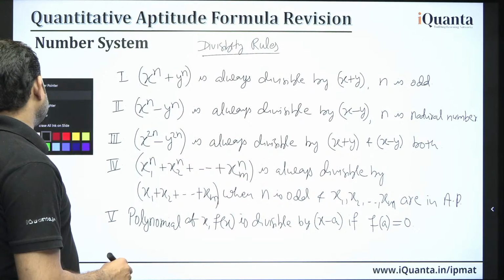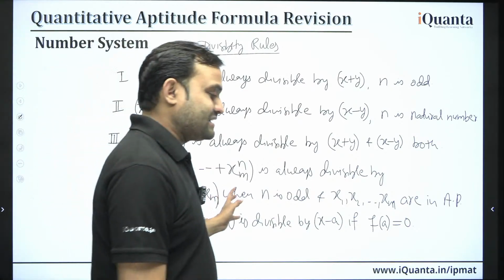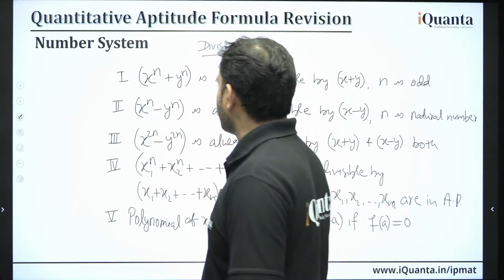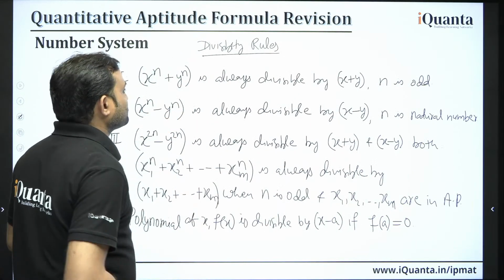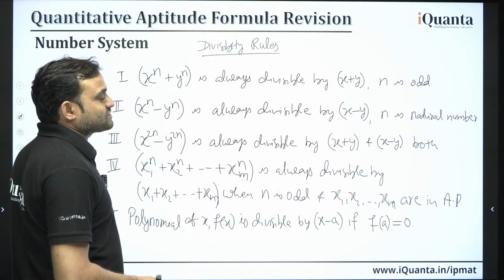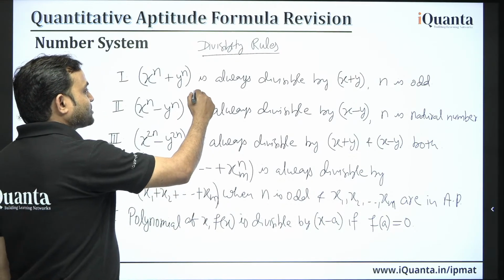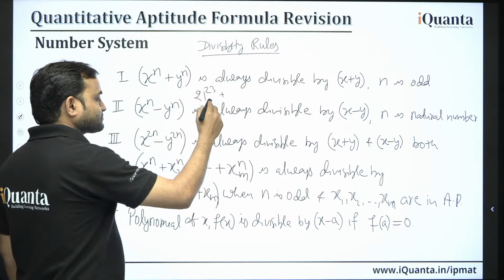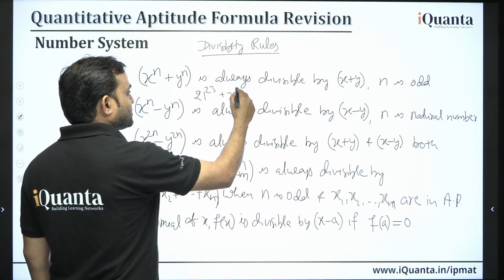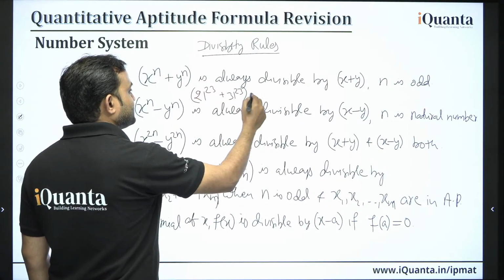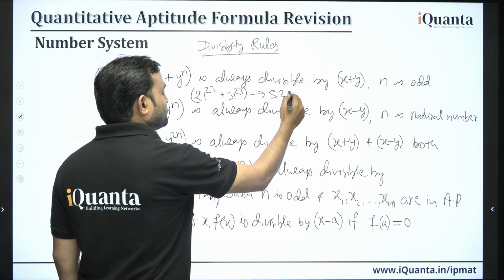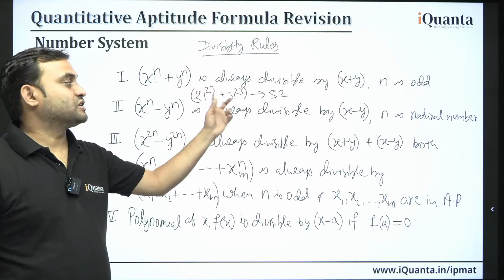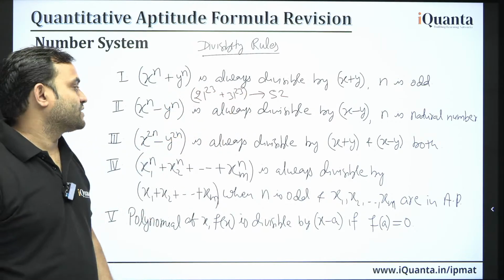See, examples we can give, but that will take lots of time. We won't be able to revise it in time. Okay, x to the power n plus y to the power n is always divisible by x plus y. If you take any number, 21 to the power 23 plus 31 to the power 23, this will be divisible by 52. Okay, because the power is odd, this will be divisible by 52.